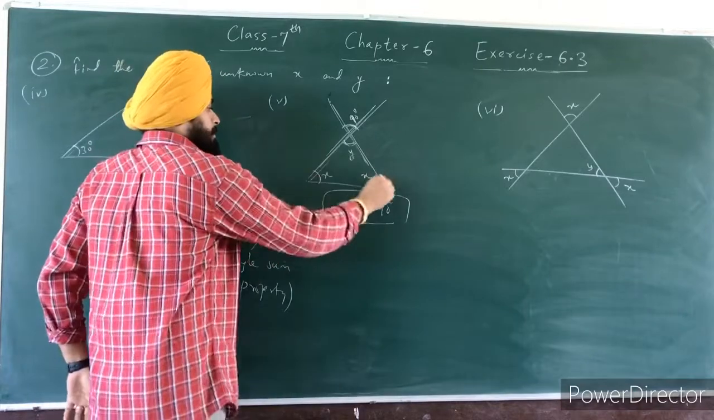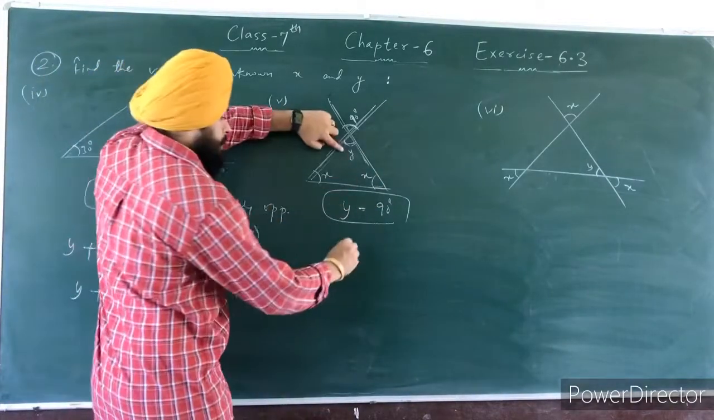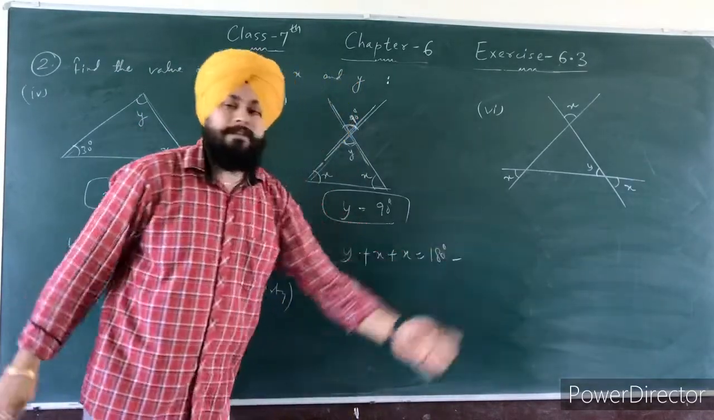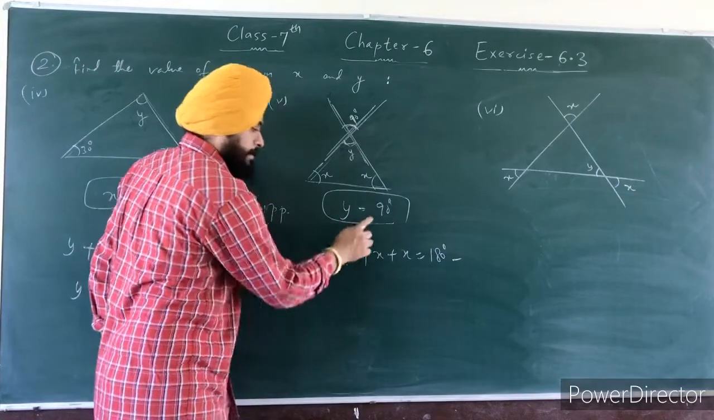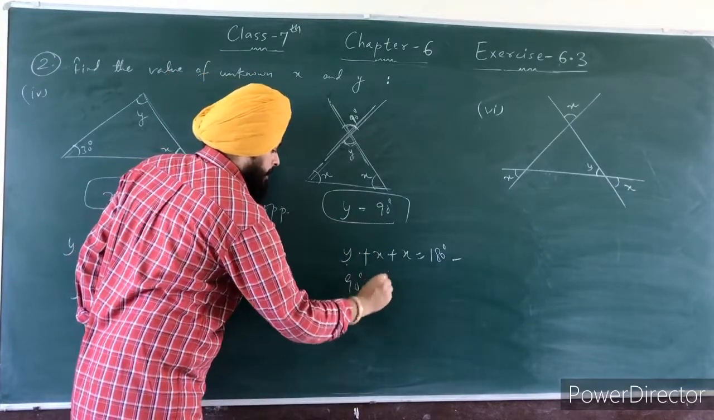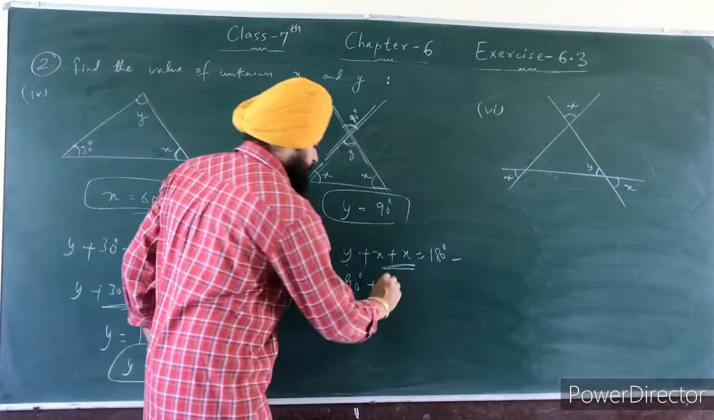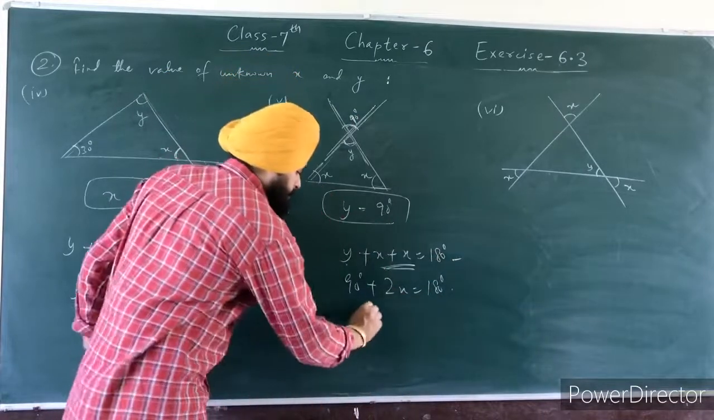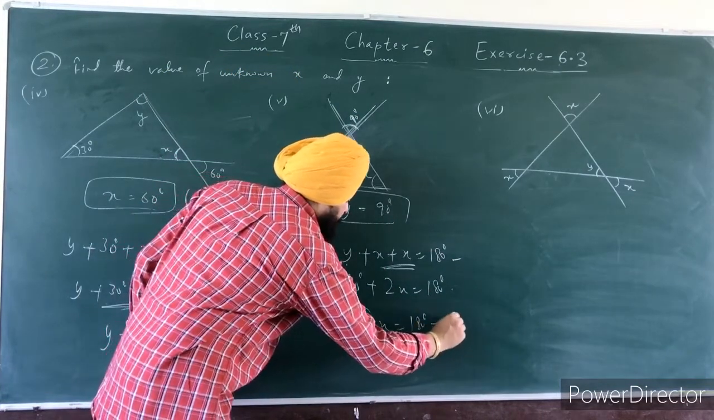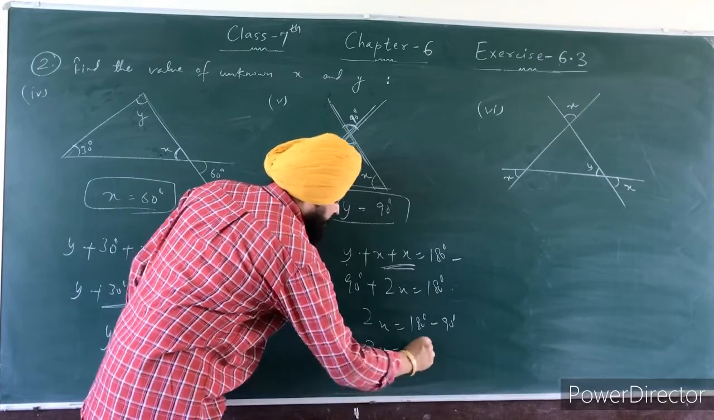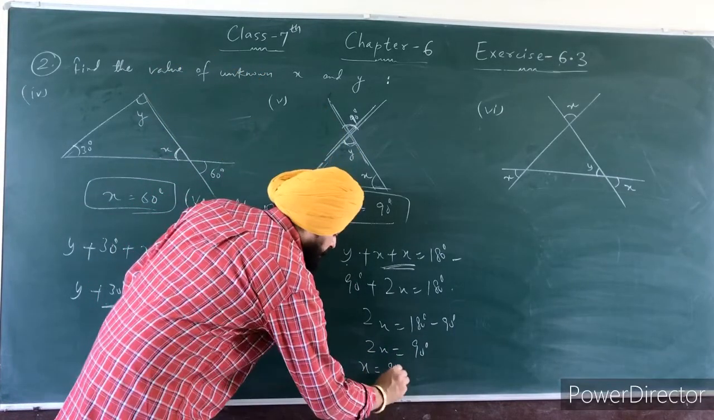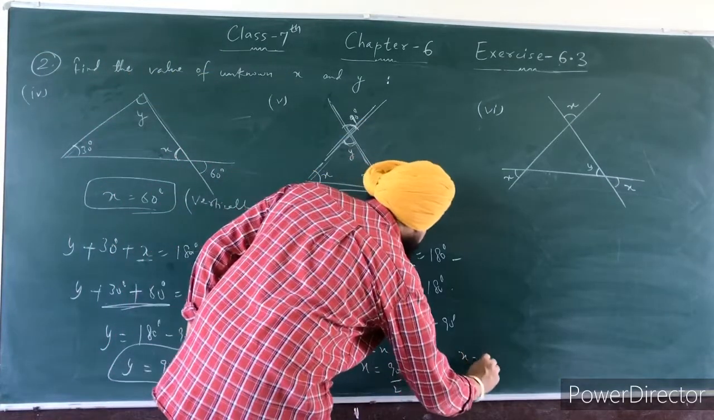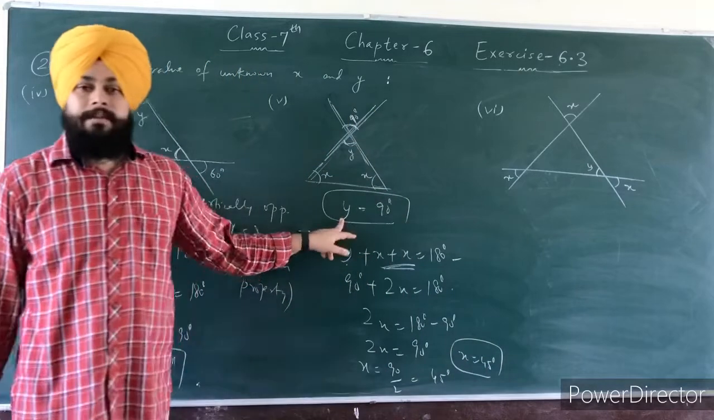So this is a triangle. Again we can use here angle sum property. So this is y plus x plus x is equal to 180. Write here angle sum property. So y is of measure 90 degree. Now x plus x, it is 2x. Now take this 90 on right hand side. It is 2x is equal to 180 minus 90, or 2x is equal to 90, or x is equal to what? 90 over 2, which is 45 degree. It means measure of angle x is 45 degree and measure of angle y is 90 degree.